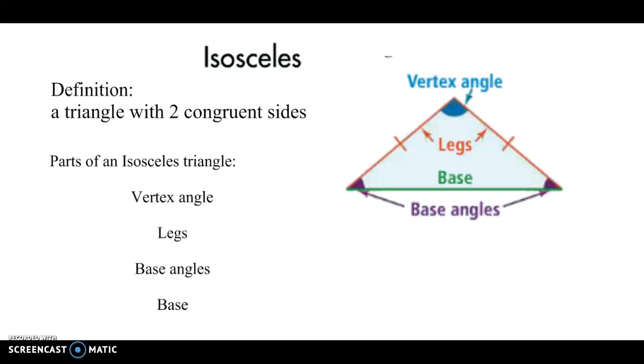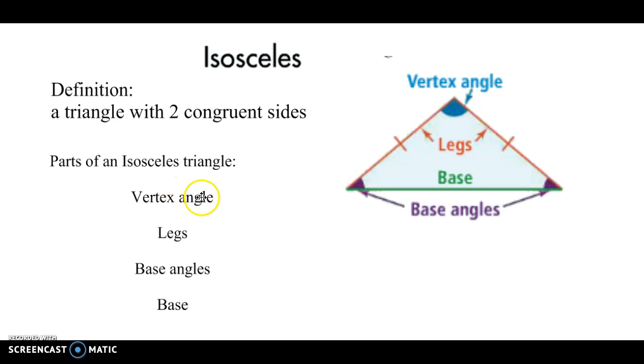So this video is going to talk about isosceles and equilateral triangles. By definition, an isosceles triangle is a triangle with two congruent sides. So if we look at this picture, we know that this side is congruent to that side because of the tick marks. Now there are several parts of an isosceles triangle, so we're going to talk about those now.